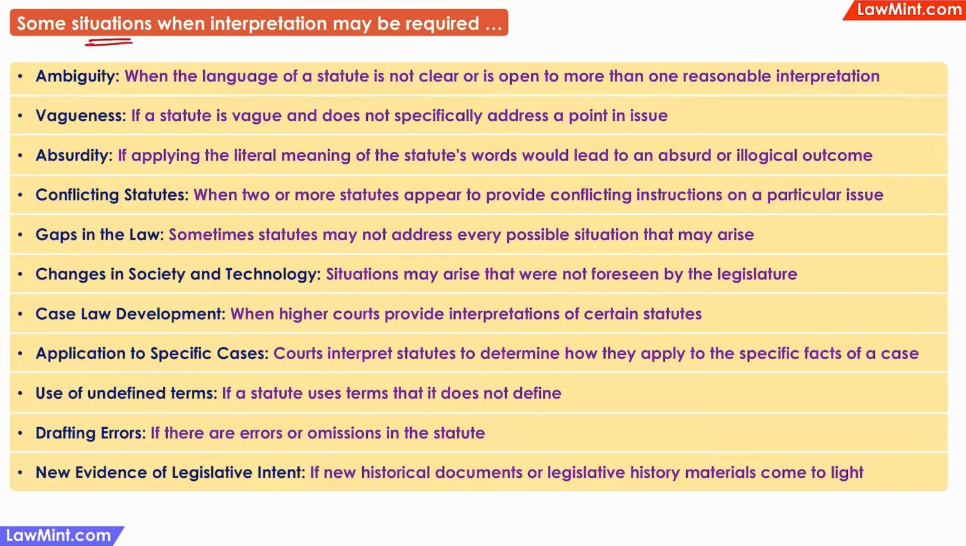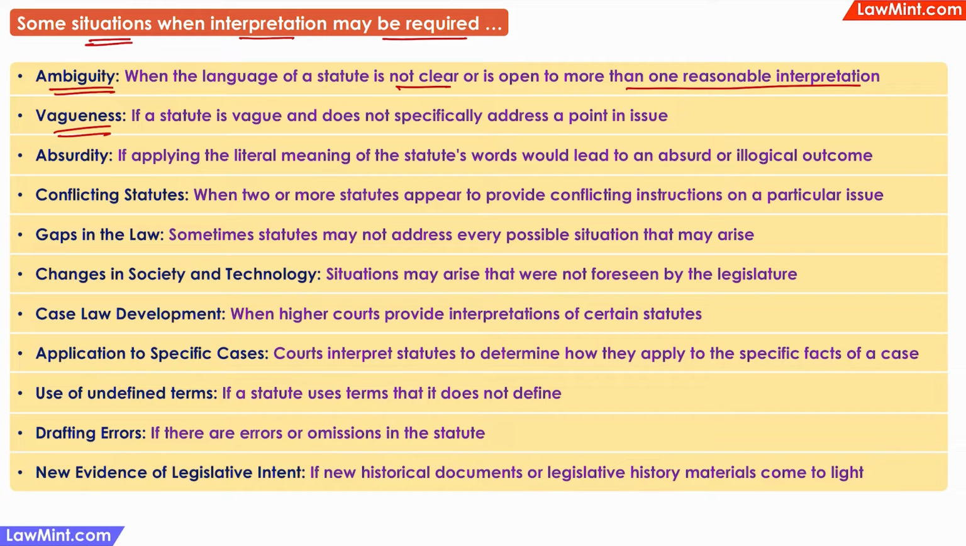This is a quick list of situations where interpretation of statutes may be required. Ambiguity. When the language of a statute is not clear or it is open to more than one reasonable interpretation, then the courts will need to interpret the statute to determine the legislature's intent.